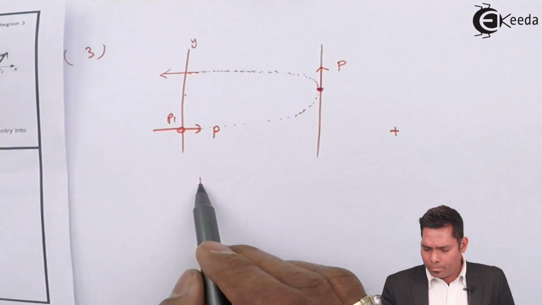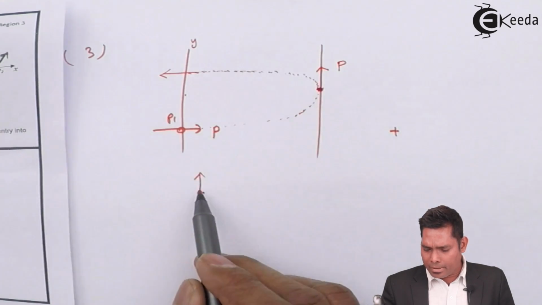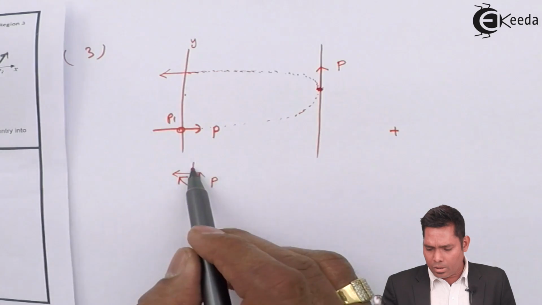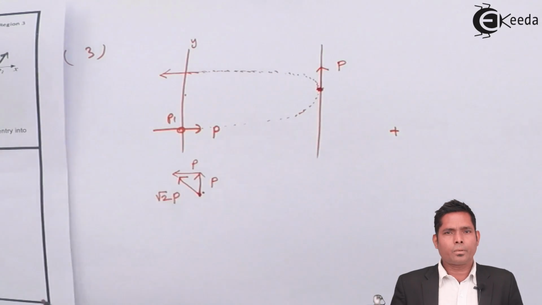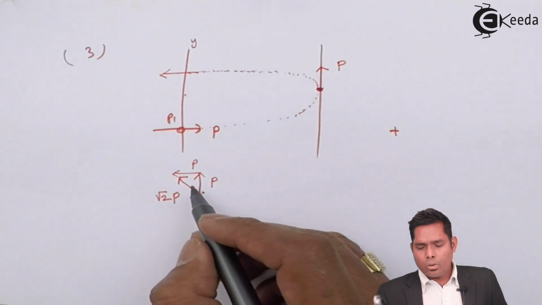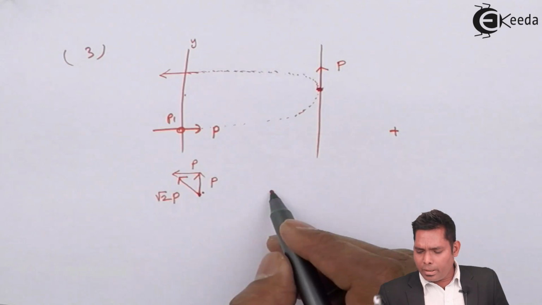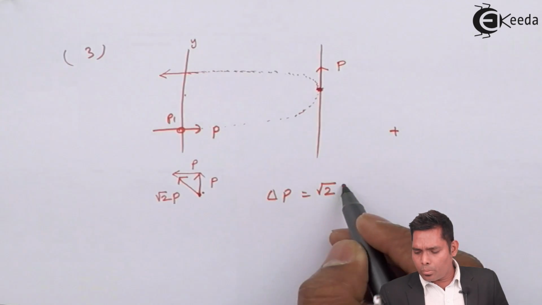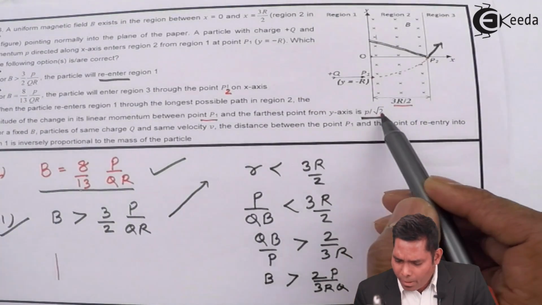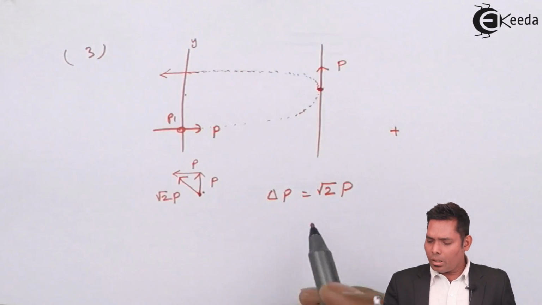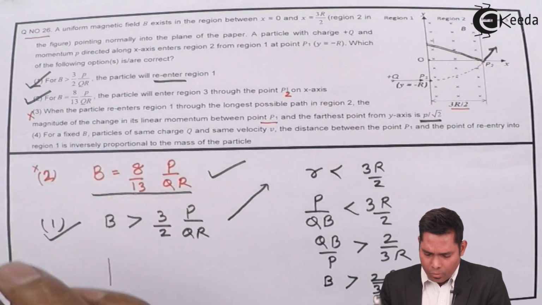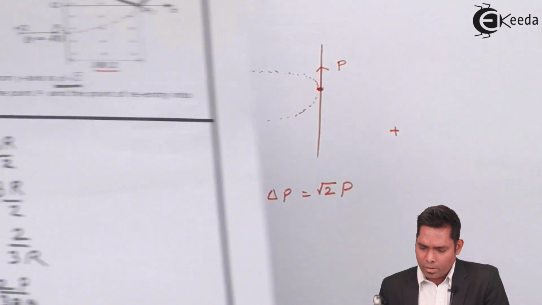So final momentum minus initial momentum is the change in momentum. This is P, this is P. So this will be root 2P. So change in momentum comes out to be root 2P. But here it is given, it is P by root 2. So this option is not right. It should be root 2P. Okay. The fourth option, we will consider the fourth one also.